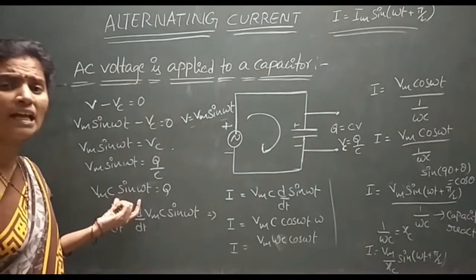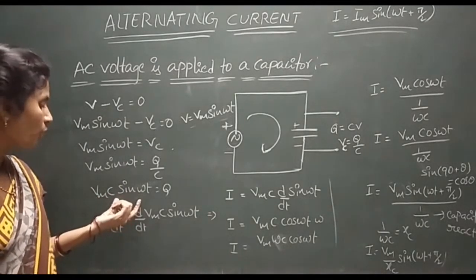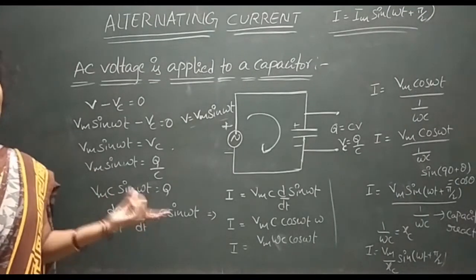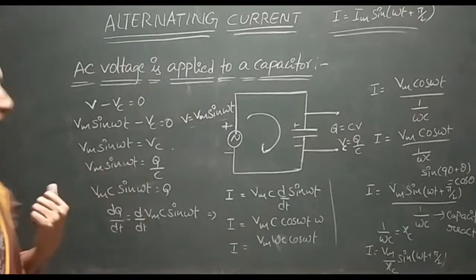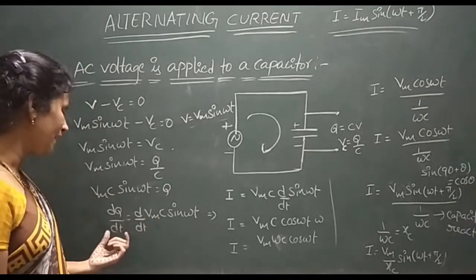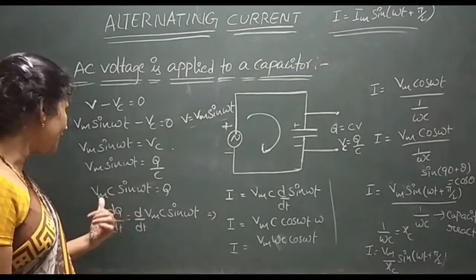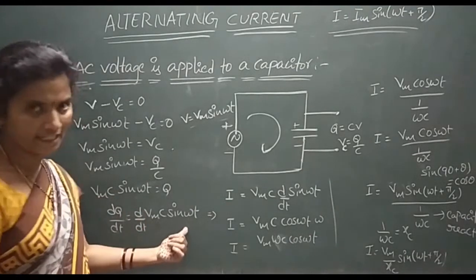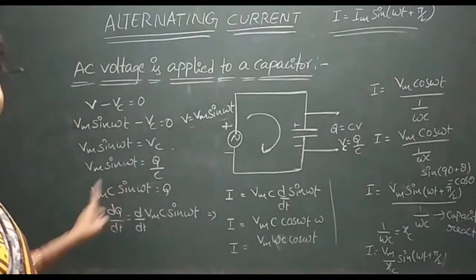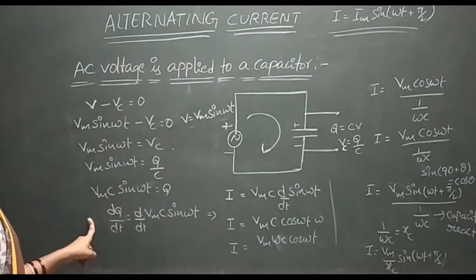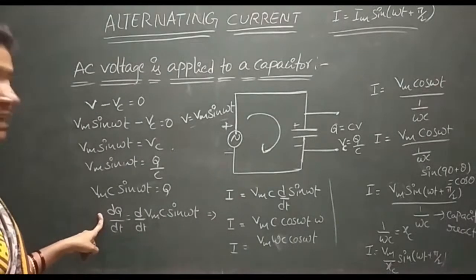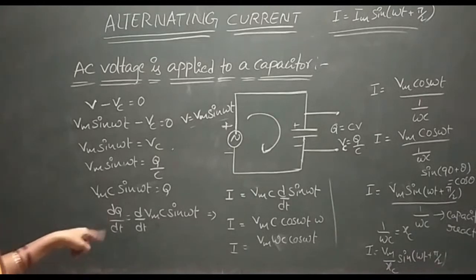Now we have to calculate the current. So how can we get the current? We know the charge. If we differentiate with respect to time, then we will get the current. So dq by dt is equal to d by dt of Vm C sin omega t. Here dq by dt is nothing but current, because the rate of flow of charge is nothing but current.